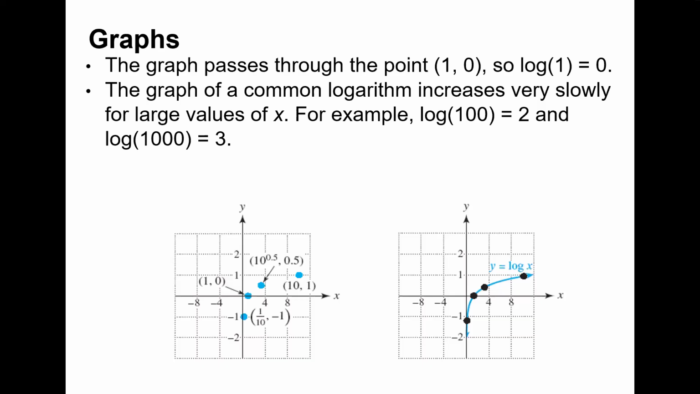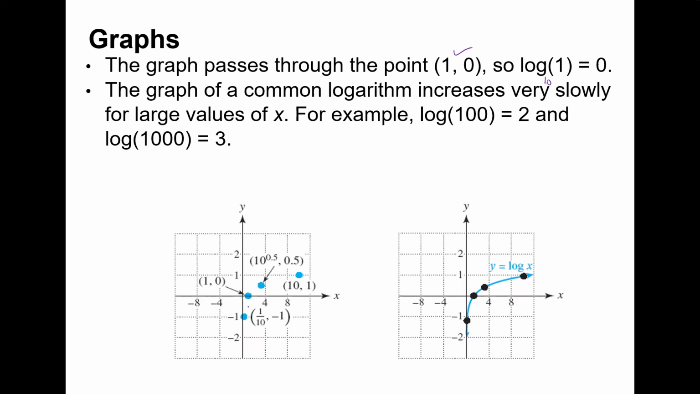All right, so what's a graph of a log look like? Well, the graph passes through the point (1, 0), so we get that point automatically. And so the log of 1 is equal to 0, because remember, 10 to the 0 is 1. Now the graph of a common log increases very slowly for large values of x. So log of 100 is only 2, log of 1,000 is 3, log of 10,000 is 4, and so on.